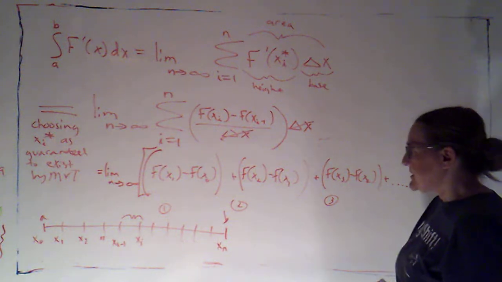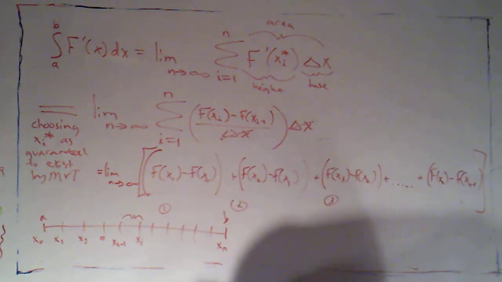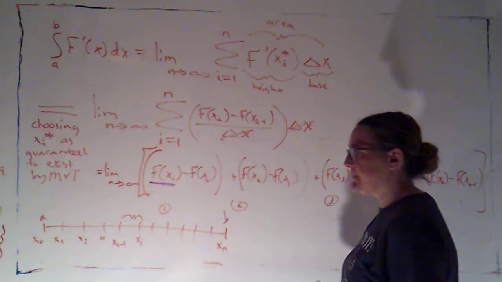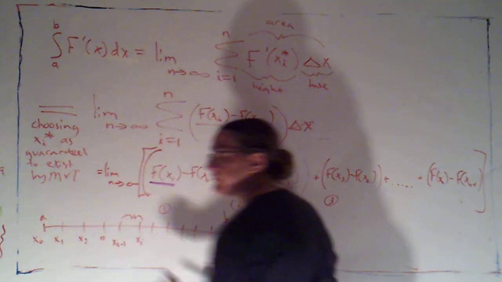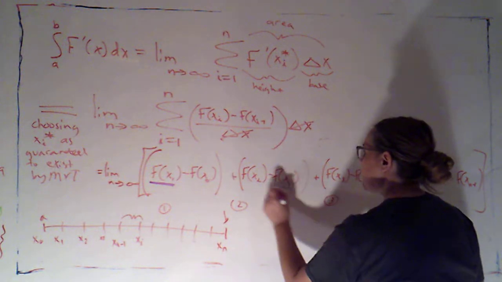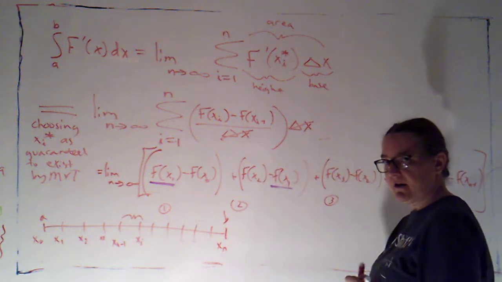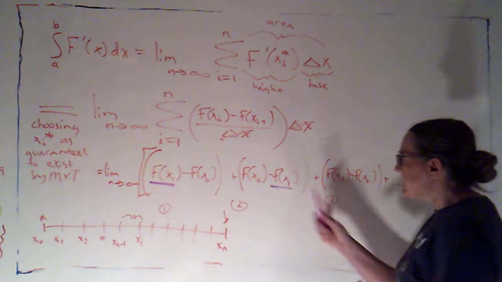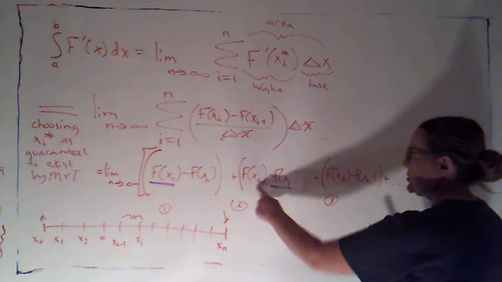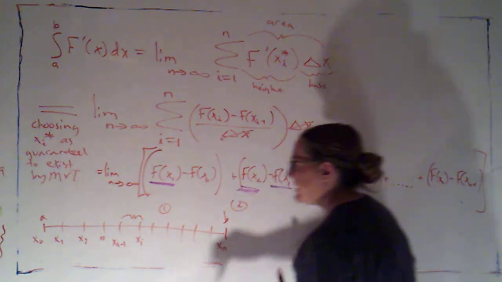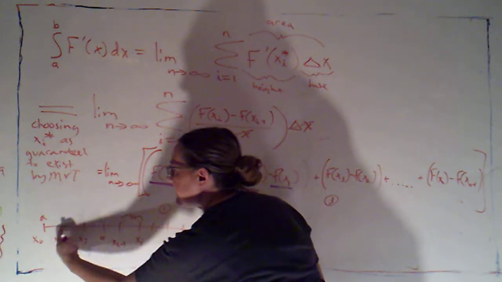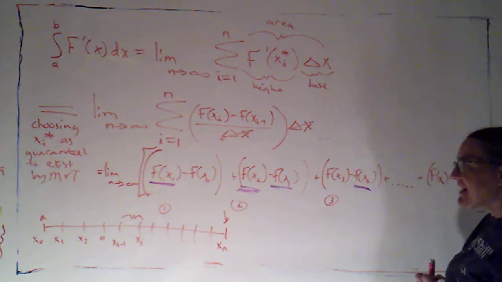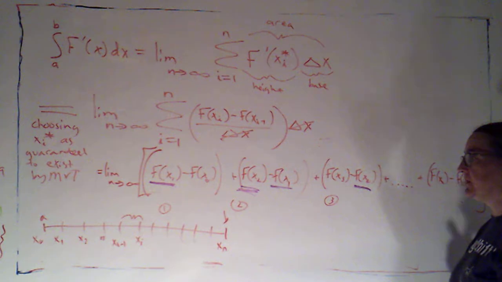But you'll notice x1 shows up twice. It shows up once positive because it's the right endpoint of that first subinterval, but it shows up once negative because it's the left endpoint of the second interval. Now the same thing happens for x2. It shows up positive here because it's the right endpoint of the second interval, but it shows up negative here because it's the left endpoint of the third interval.